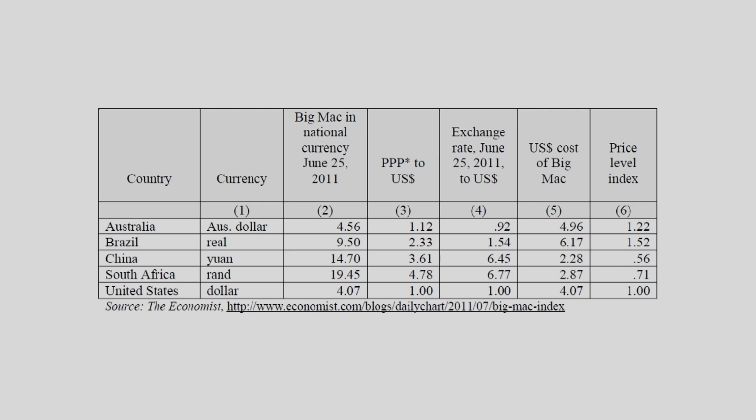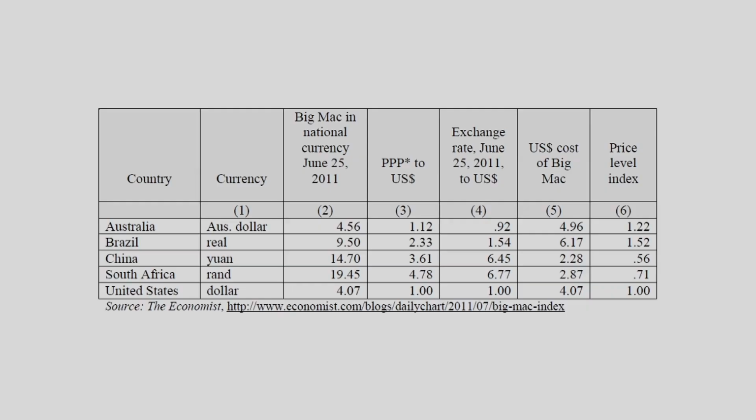Column 2 in this table shows the price of a Big Mac as reported on the Economist magazine website for 5 countries for June 2011. Big Mac is basically a kind of hamburger which is sold through the McDonald's outlets across countries in the world. The 5 countries are Australia, Brazil, China, South Africa and the United States. The currencies are the Australian dollar, Brazil's real, China's yuan, South Africa's rand and United States dollar.